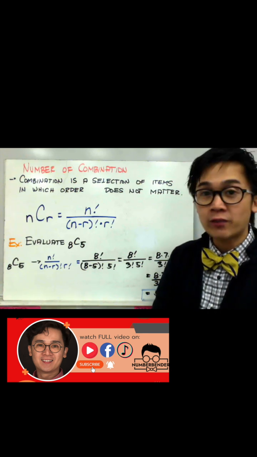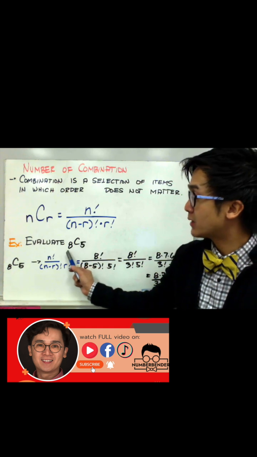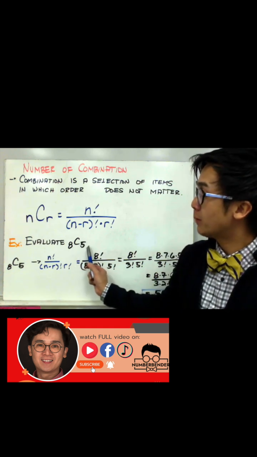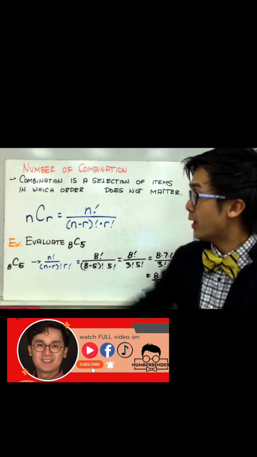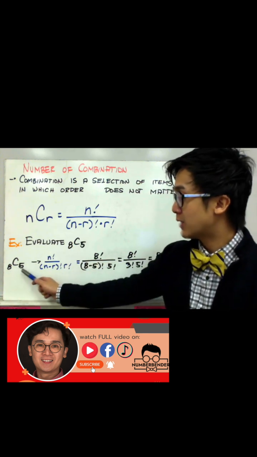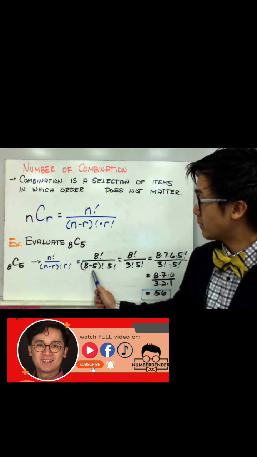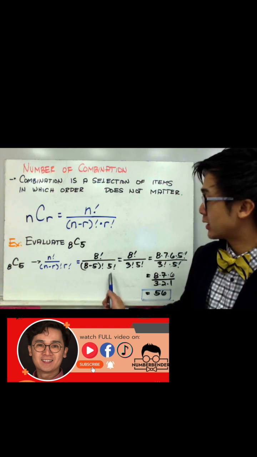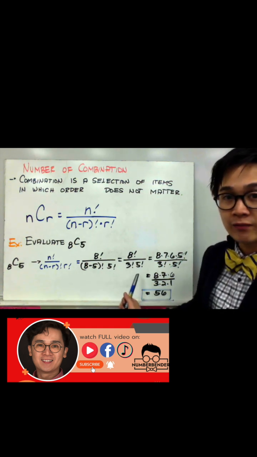Now if we're going to evaluate the combination of 8 taking 5 at a time using direct substitution, we'll be able to solve for this particular combination problem. So combination of 8 taken 5 at a time will be 8 factorial all over 8 minus 5 factorial times 5 factorial. By simplifying your expression, you'll have 8 factorial all over 3 factorial times 5 factorial.